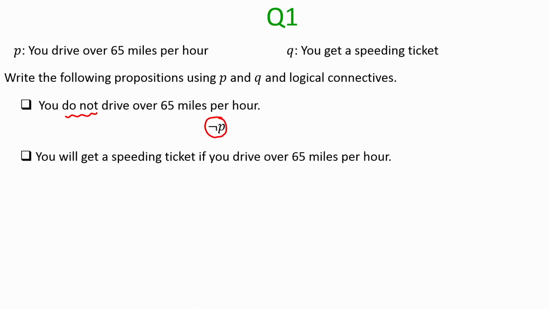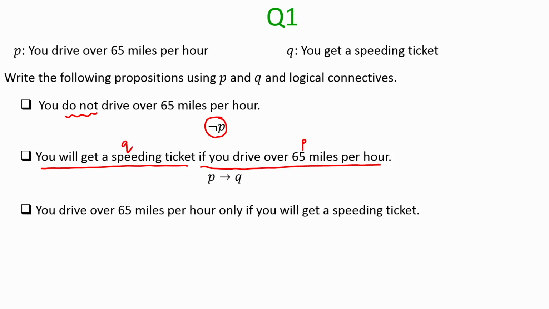The second statement that you want to represent here is you will get a speeding ticket if you drive over 65 miles per hour. Okay. So, this is a form of if then statement. This is the if part, this is the conclusion. So, the if part here is if you drive over 65 miles per hour, which is p, and the conclusion here is you will get a speeding ticket. That is why this statement will be represented by p implies q.